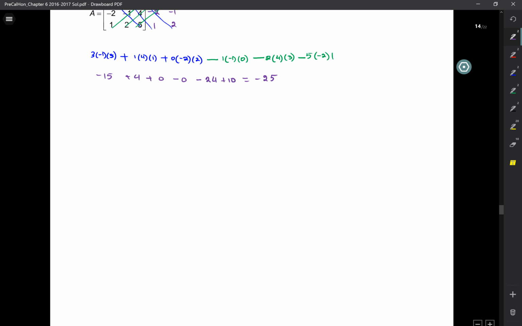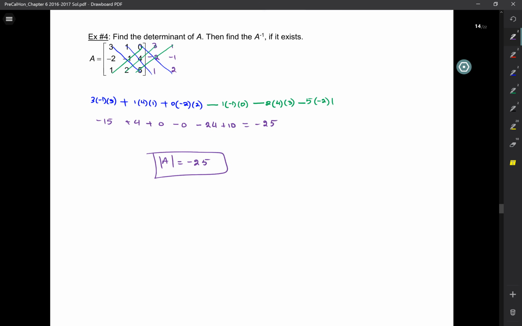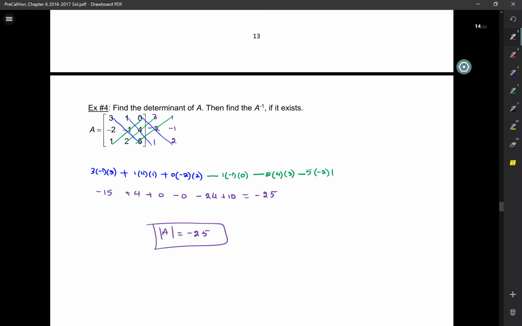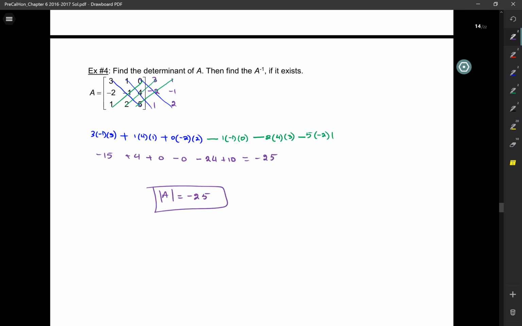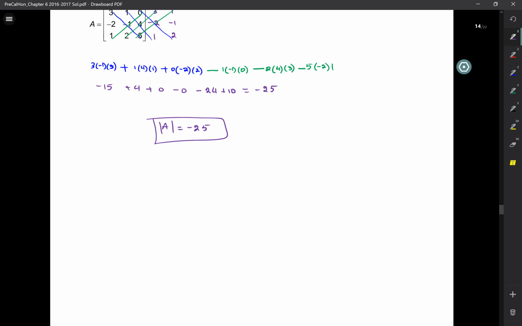What on earth does that mean? The determinant of A is negative 25. And look at that. Oh my God. There can't be much in the world that brings you greater satisfaction than doing this. I'm sorry. Okay? All right.